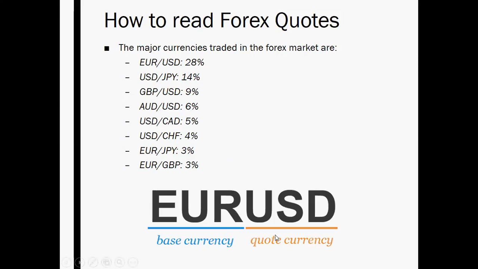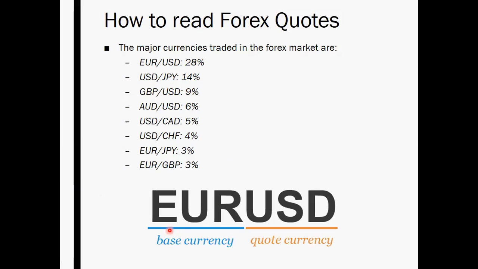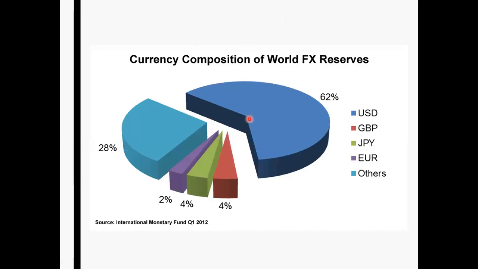So if you see any currency pair written like this, Euro USD, the first currency, towards your left, is simply the base currency, while the one at your right is the quote currency. In this Euro USD, the Euro is the base currency. The USD is the quote currency. I'll be explaining that further later.